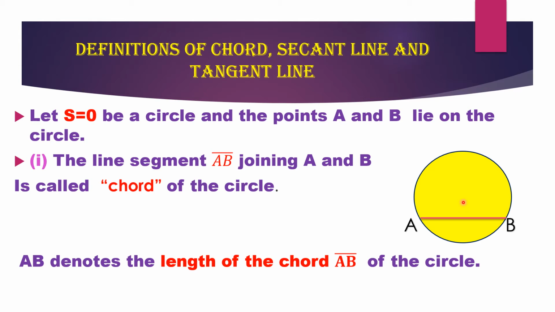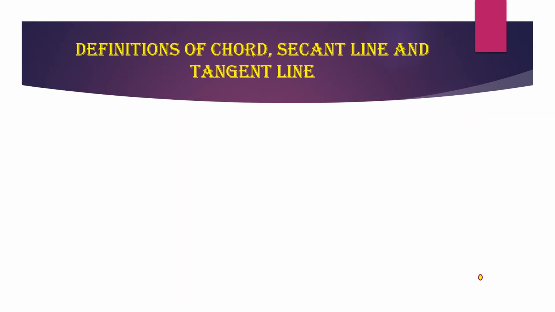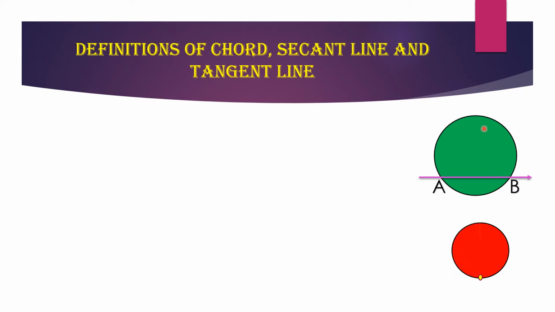Now we observe the remaining two diagrams. Here A and B are two points that lie on the circle, and one line is passing through the two points A and B of the circle. And here also, the line passes through one point of the circle, at the point A. So we observe these two diagrams.